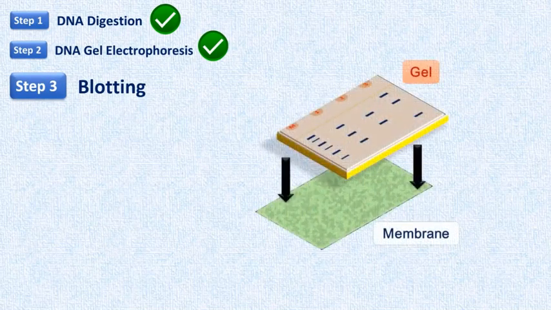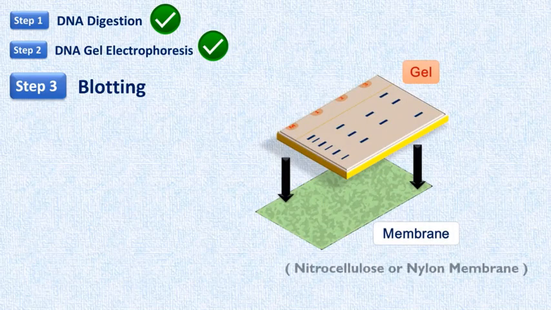In the third step, blotting is done. This means the DNA fragments are transferred from the gel to a suitable membrane. This membrane can be a nitrocellulose membrane or a nylon membrane. Nowadays, the most preferred membrane for such transfer of nucleic acids is nylon membrane. This is because it has a high tensile strength and better binding capacity for nucleic acids. So, how is this transfer carried out?